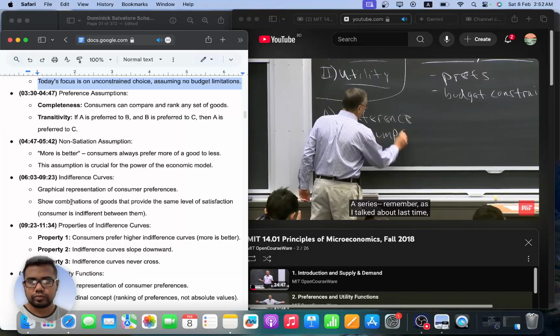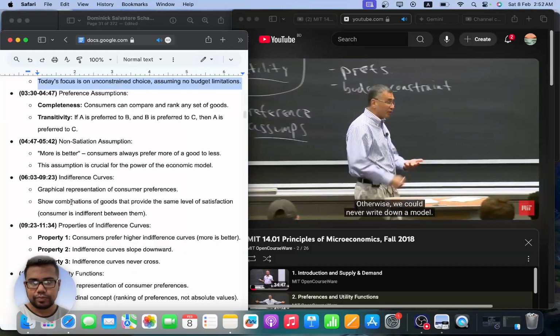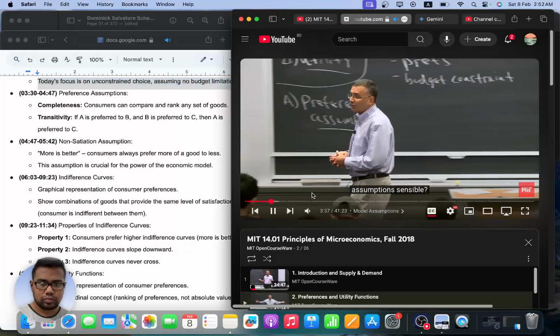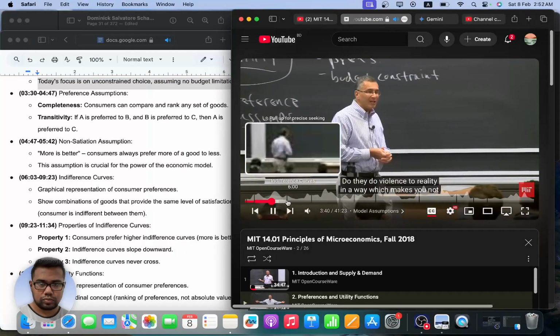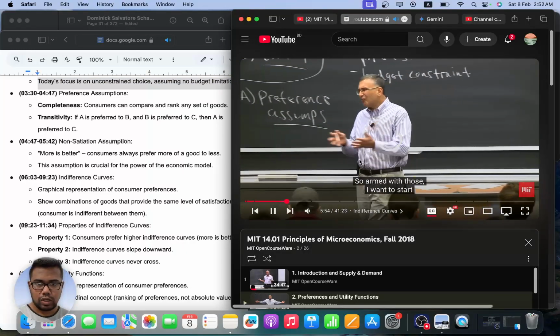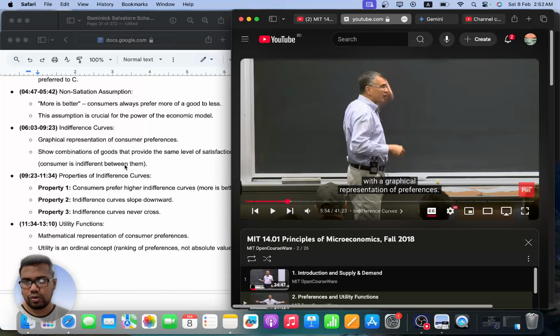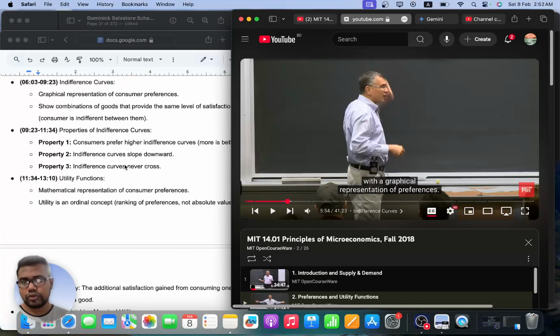A series, remember, as I talked about last time, models rely on simplifying assumptions. Otherwise, we could never write down a model. It would go on forever. Okay? And the key question is, are those simplifying assumptions sensible? Do they do violence to reality in a way which makes you not believe the model? I'm going to skip through this portion, preference assumptions and non-saturation assumptions, and go straight to indifference curves and see what that's about.